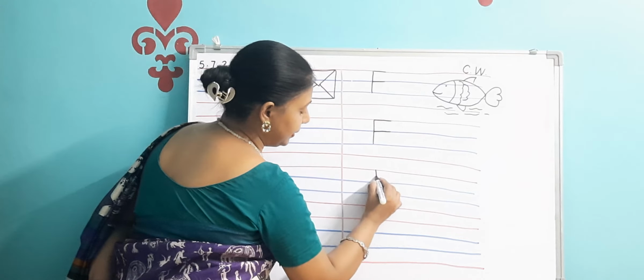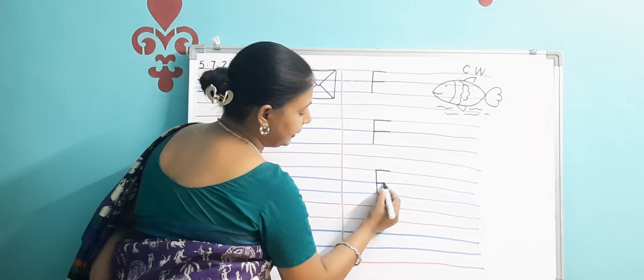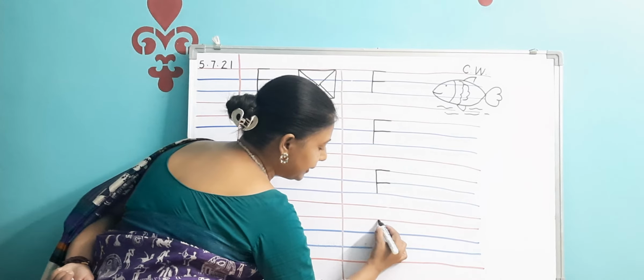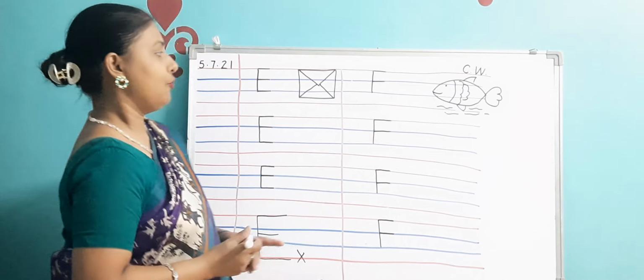Again standing line, sleeping line, sleeping line. This is F for fish.